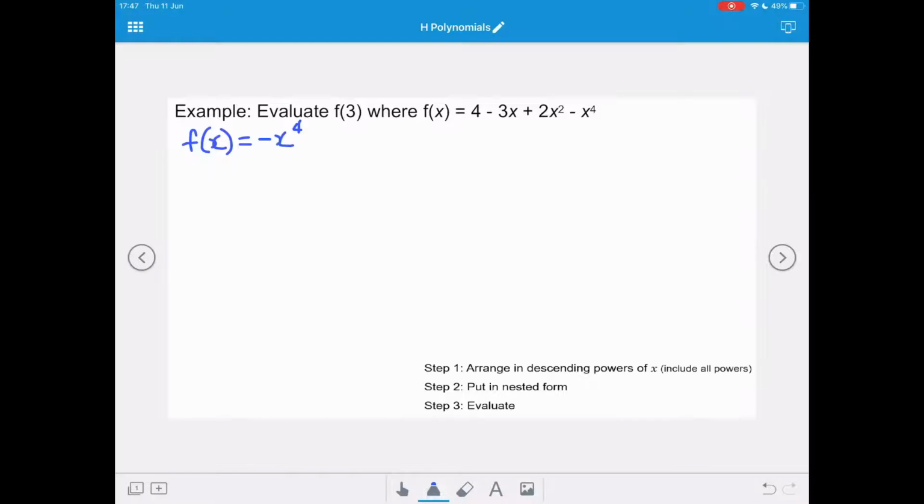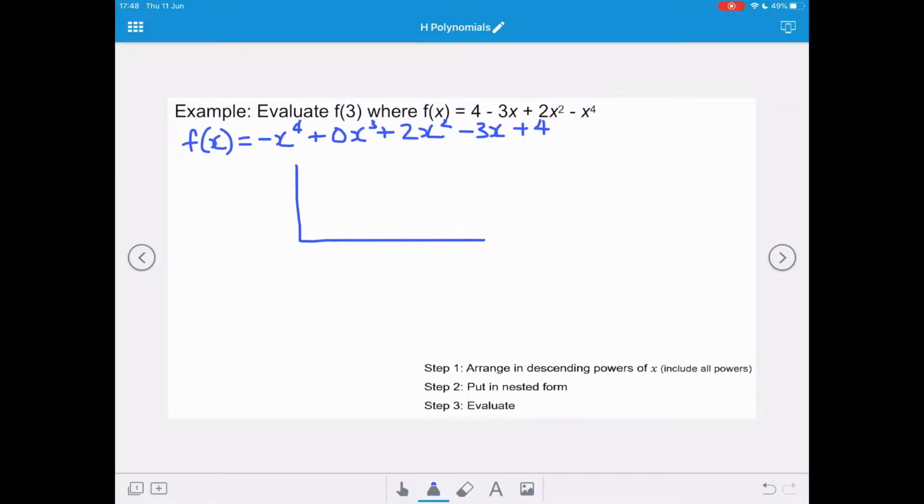So we're going to rewrite it as f of x equals, and our highest power is negative x to the power of 4. There's no x cubed term, so we're going to write that with a coefficient of 0 as 0x cubed. Then our next power is plus 2x squared. And then we're going to write our negative 3x and a positive 4 at the end. And so we have a degree 4 polynomial.